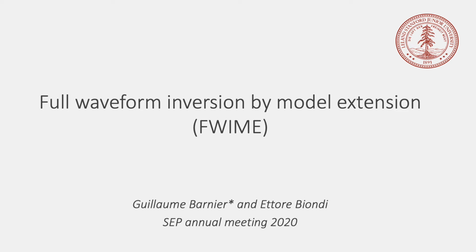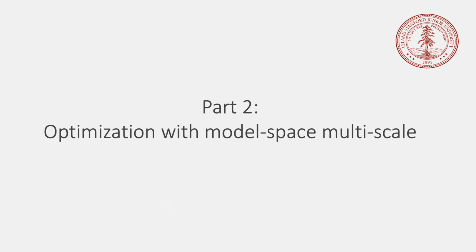Okay, welcome back. Today I'm very excited to continue discussing our velocity model building algorithm referred to as FWIME. So the first part was about how we formulated and designed our objective function. And today we're going to explain the scheme we developed to actually minimize or optimize this cost function in order to solve our optimization problem. And we refer to this scheme as model space multiscale approach.